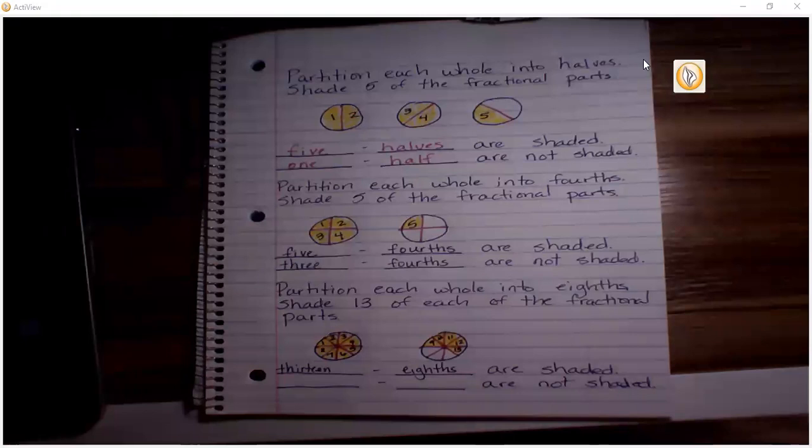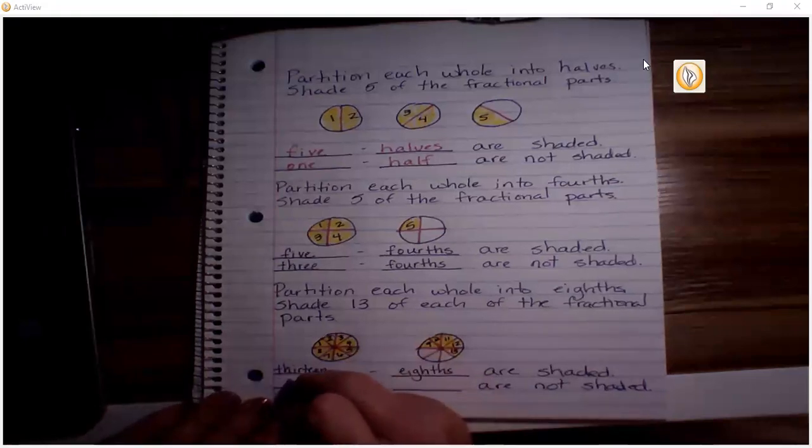So 13 eighths are shaded. And what is not shaded? 1, 2, 3.